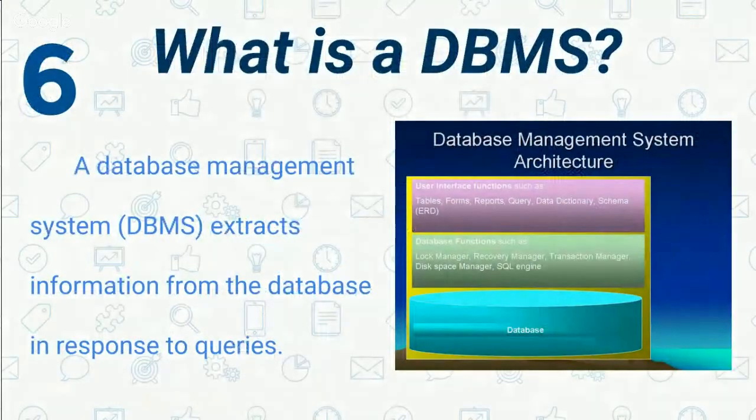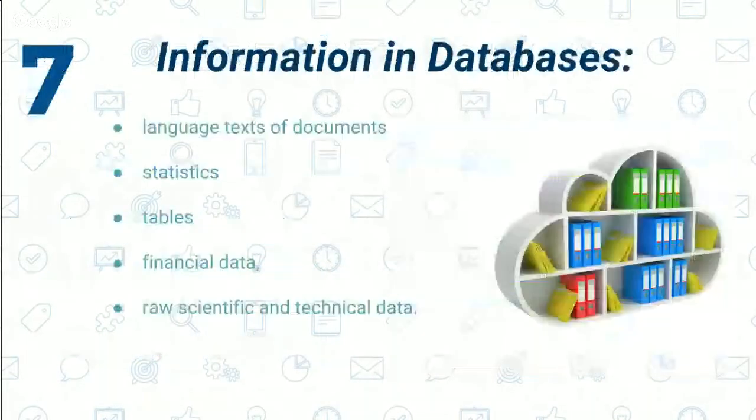The information collected in a database can come in a variety of formats. There are also physical, paper, print, and electronic databases. The information in many databases consists of natural language text of documents, statistics, tables, financial data, and raw scientific and technical data.